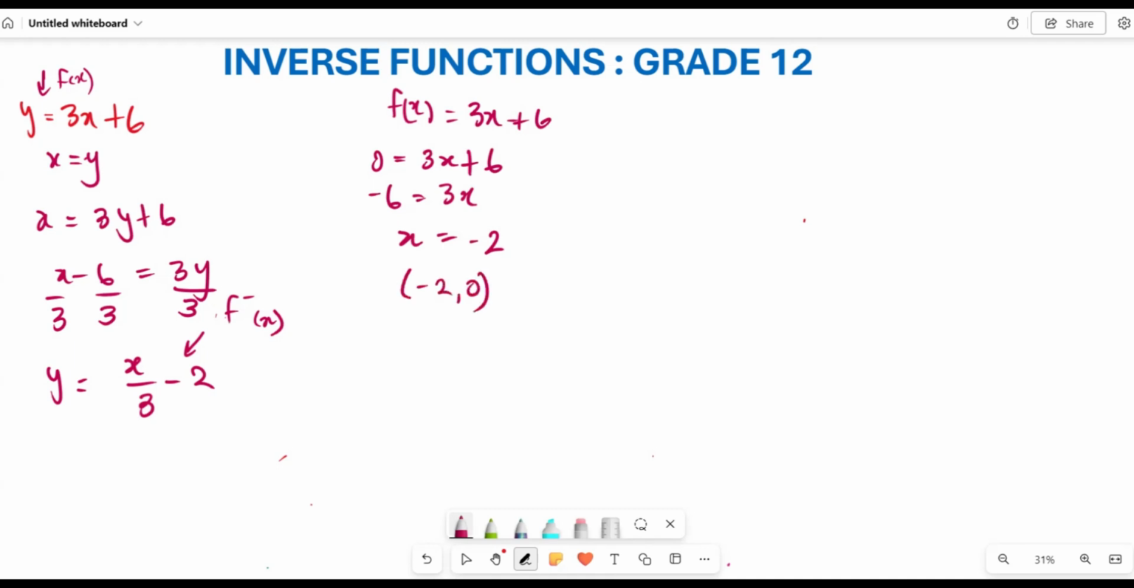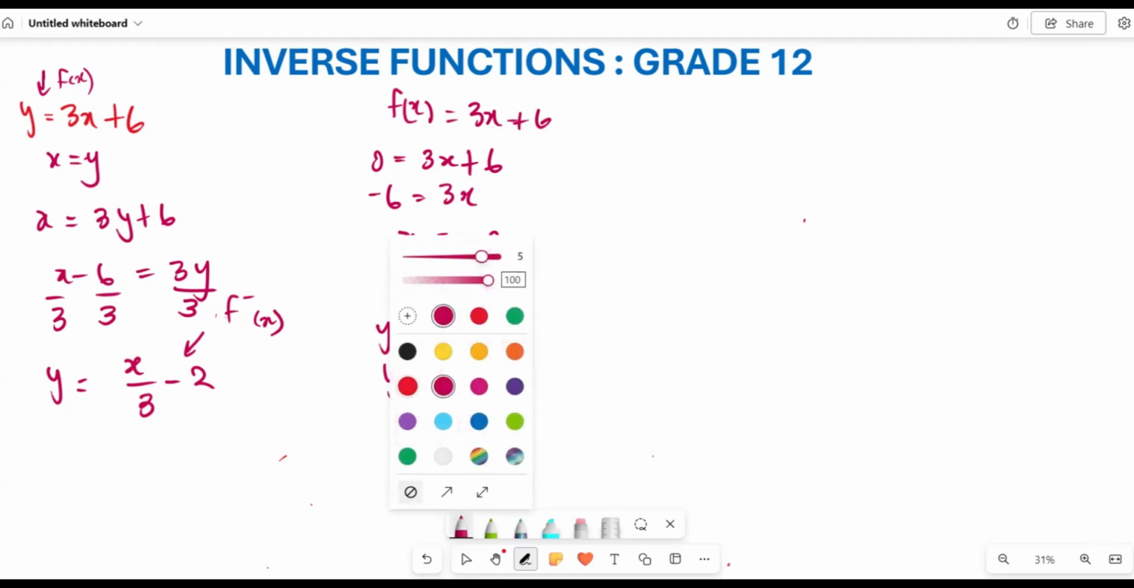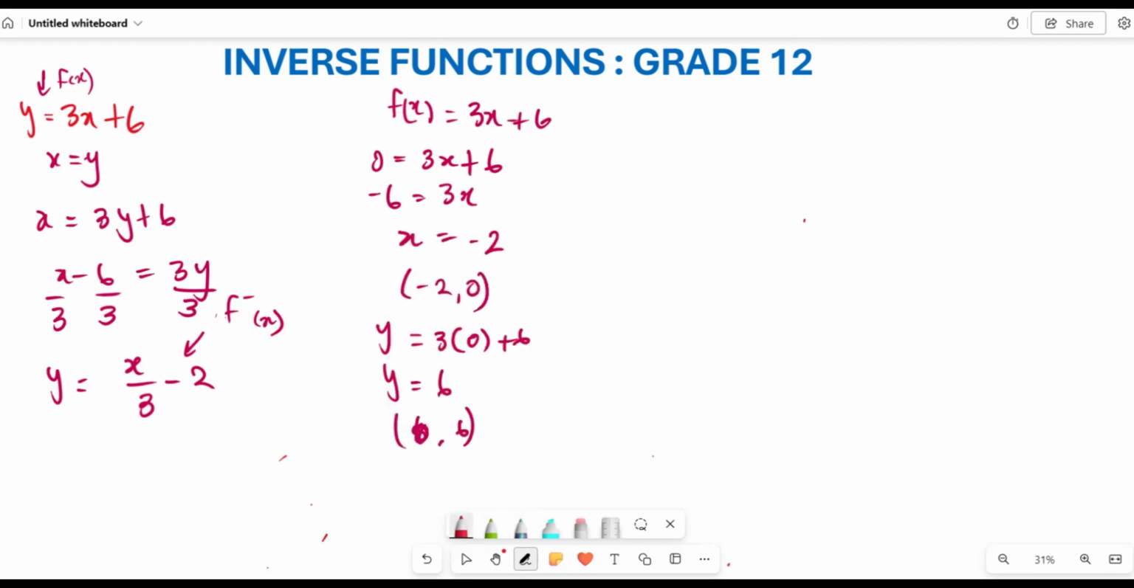And for the y-intercept of this function, it will be y equals 3 into 0 plus 6, which means your y would be 6, right? So the coordinate here will be 0 and also 6.